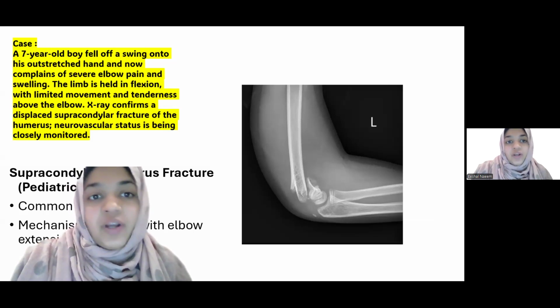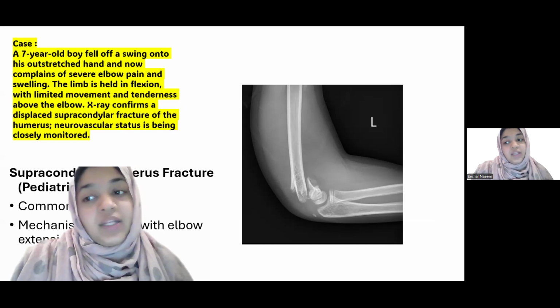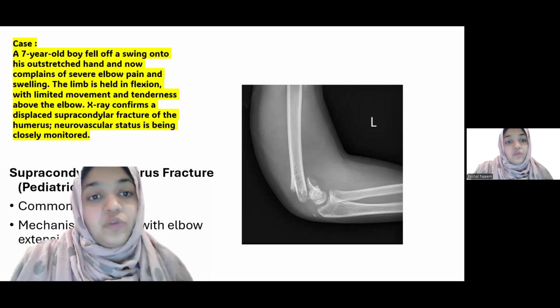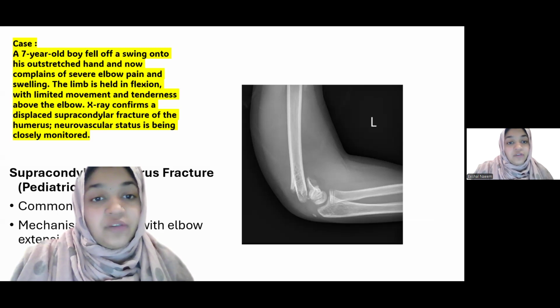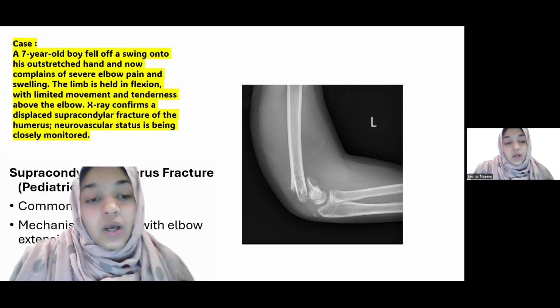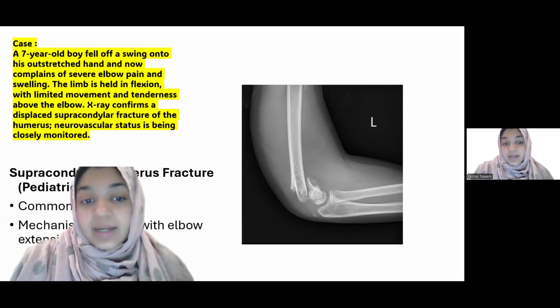A 7-year-old boy fell off a swing onto his outstretched hand and now complains of severe elbow pain and swelling. The limb is held in flexion with limited movement and tenderness above the elbow. X-ray confirms a displaced supracondylar fracture of the humerus. Neurovascular status is being closely monitored. Again, FOOSH means fall on outstretched hand.